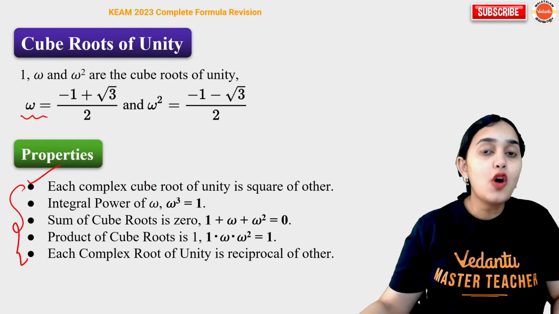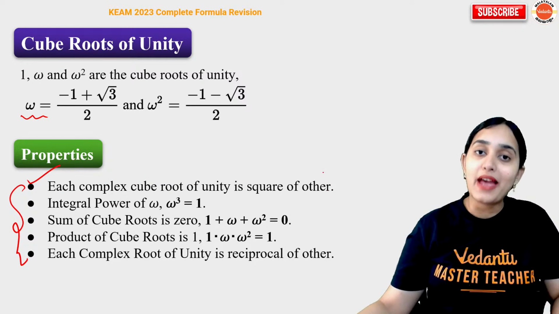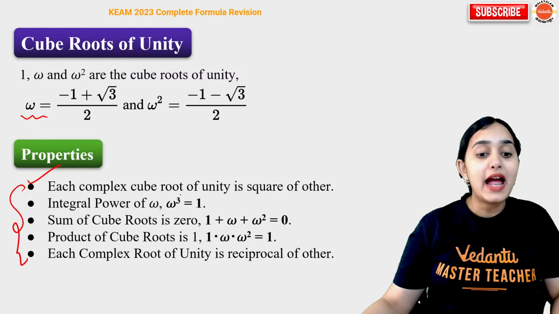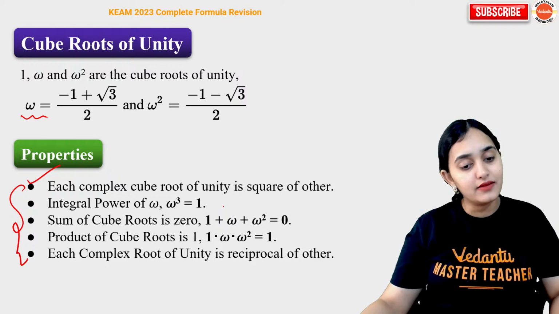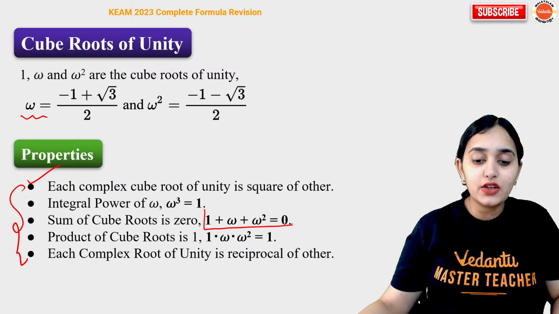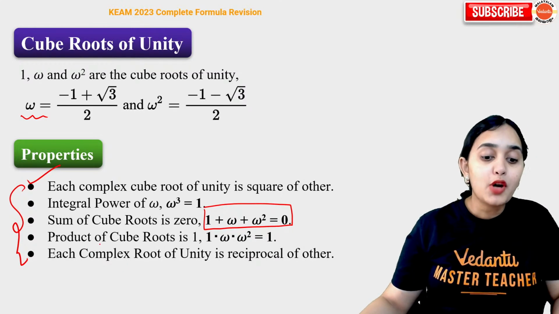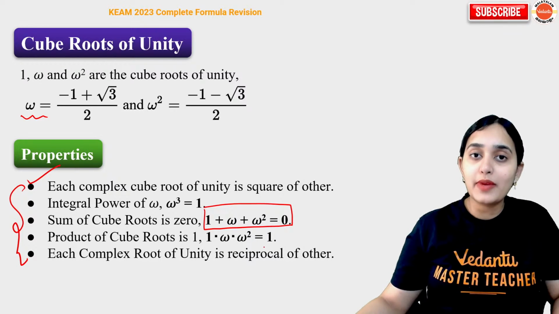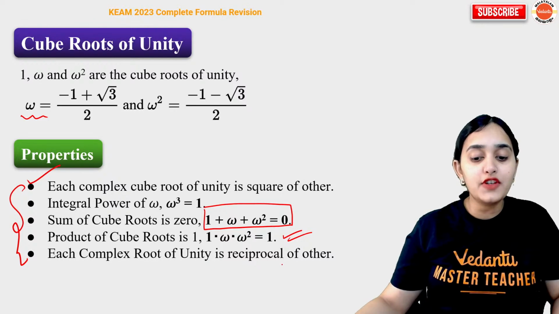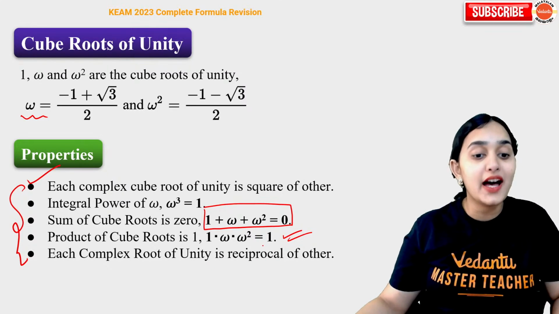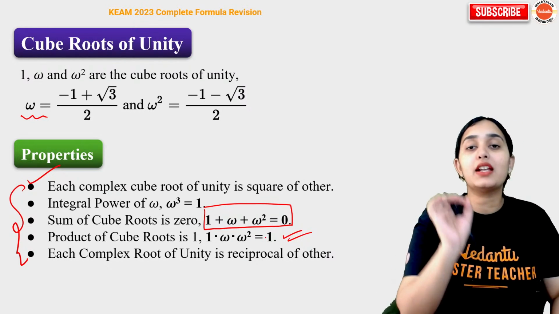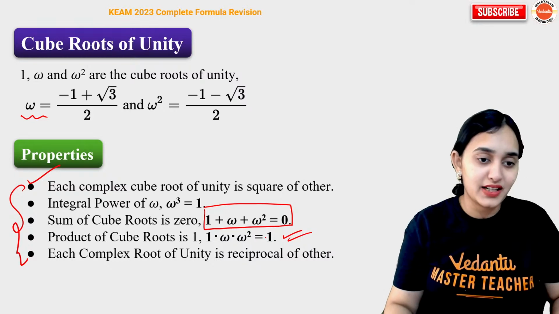First, each complex cube root of unity is the square of the other. Omega cubed is 1. Sum of cube roots is always 0. That is why they are cube roots of unity. Product of the cube roots 1, omega and omega squared is always equal to 1. And each complex root of unity is the reciprocal of the other. Very interesting, very important points. You have to memorize these properties.